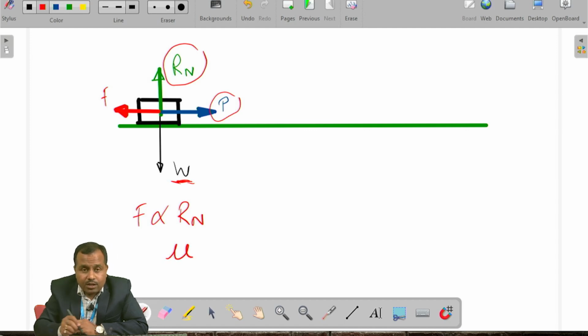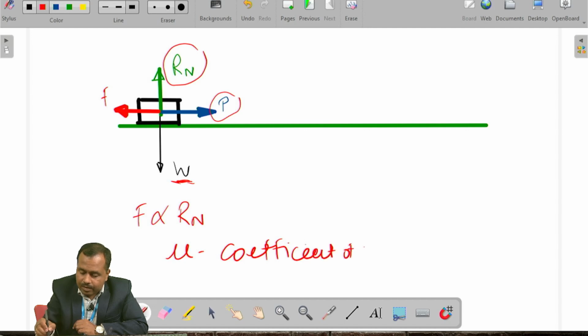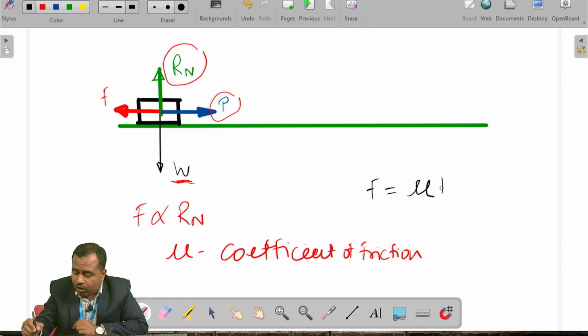Mu is also a factor which affects the magnitude of frictional force F. So we can consider that the frictional force F is the product of coefficient of friction mu and the normal reaction offered by the plane, Rn. So friction depends on mu and Rn.